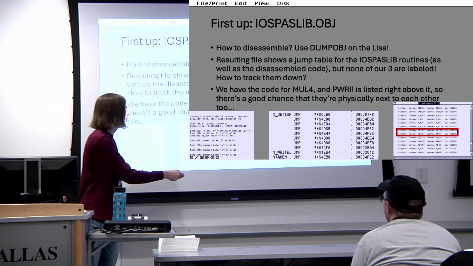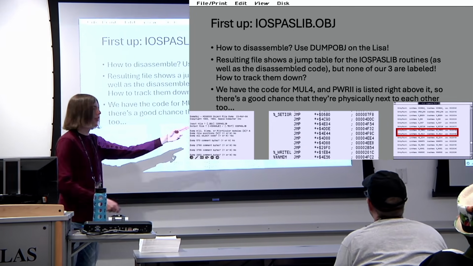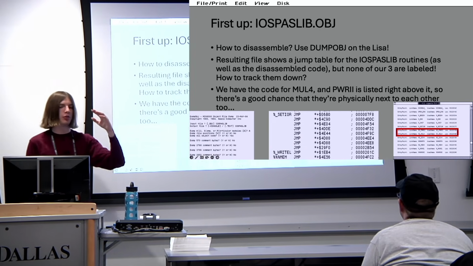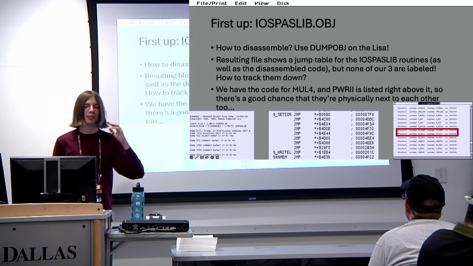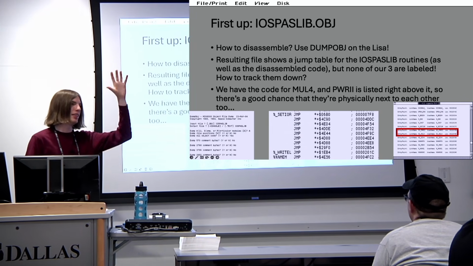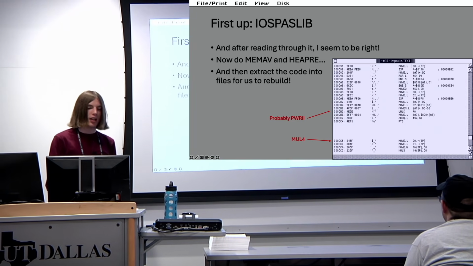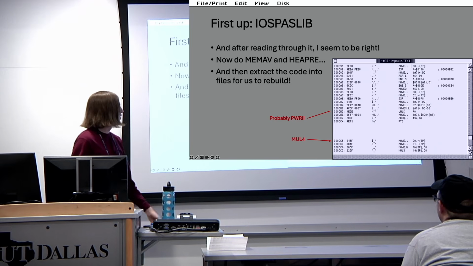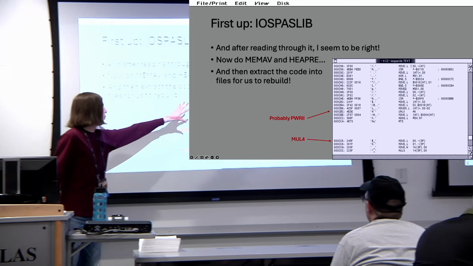But I used the fact that we have the code for the mol4 procedure, and power of 2 is listed right above it in the listing of procedures here. So I figured I'm just going to search for the code for mol4 and then assume that power of 2 is probably going to be the procedure that's right above it in the disassembly. And luckily, I ended up being right. So that's mol4. That's power of 2.